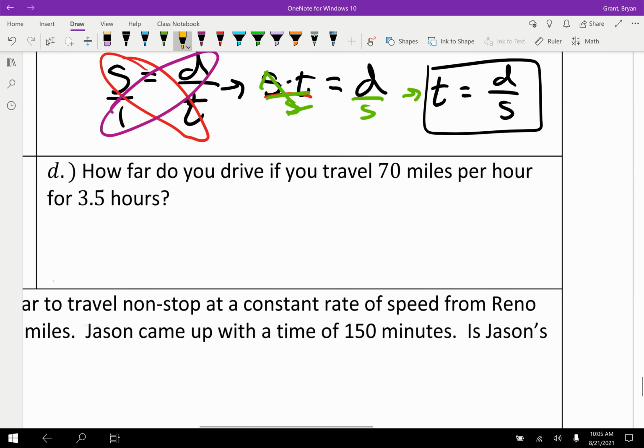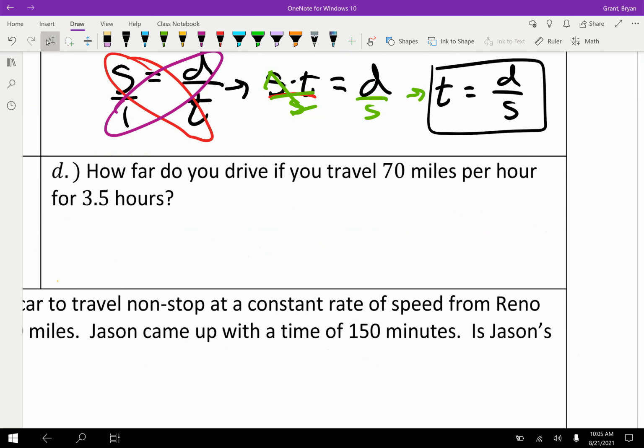2 problems to go. How far do you drive if you travel 90 miles per hour for 3.5 hours? Well, how far means we are looking for a distance. We have 70 miles per hour. That sounds like a speed to me. And then 3.5 hours, I'm pretty confident it's the time, right? So we are looking for a distance.